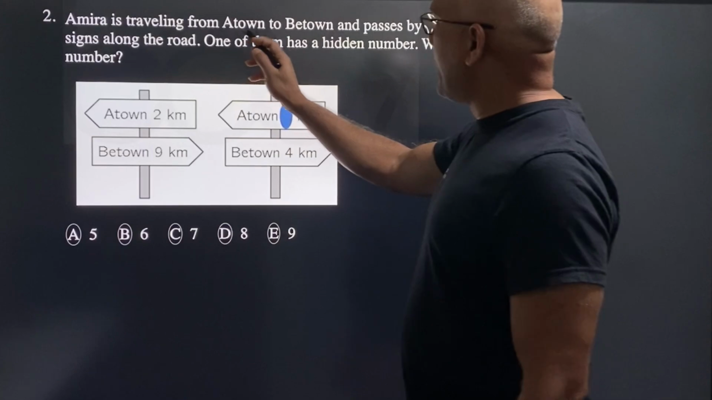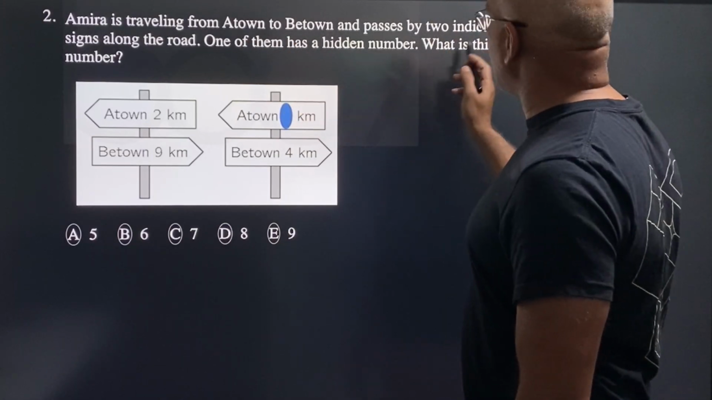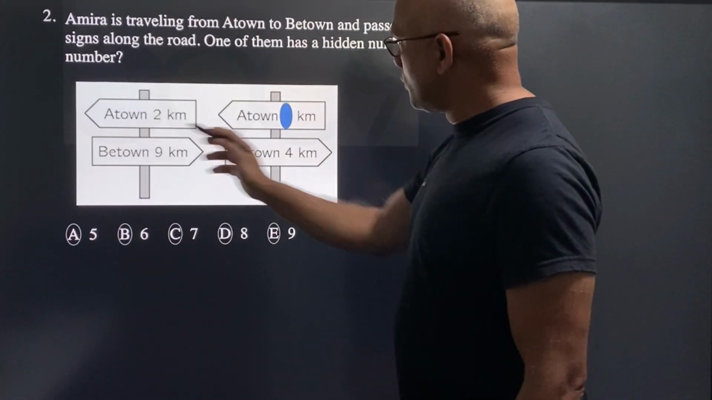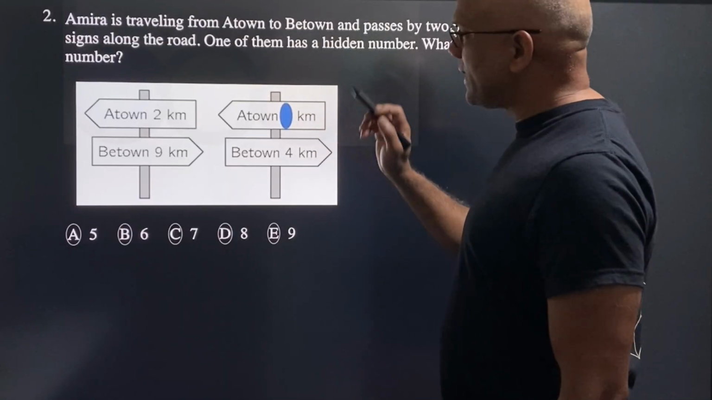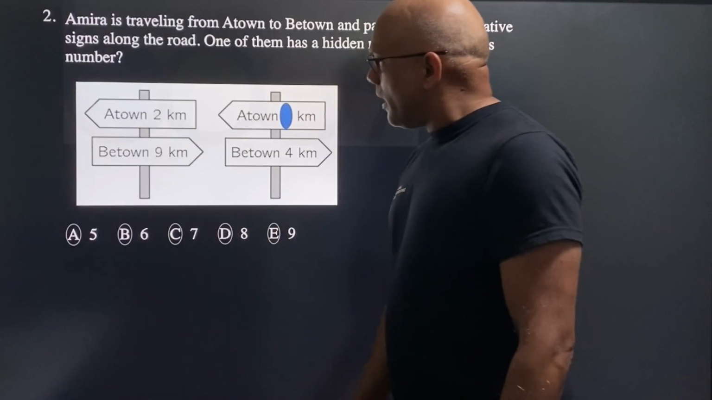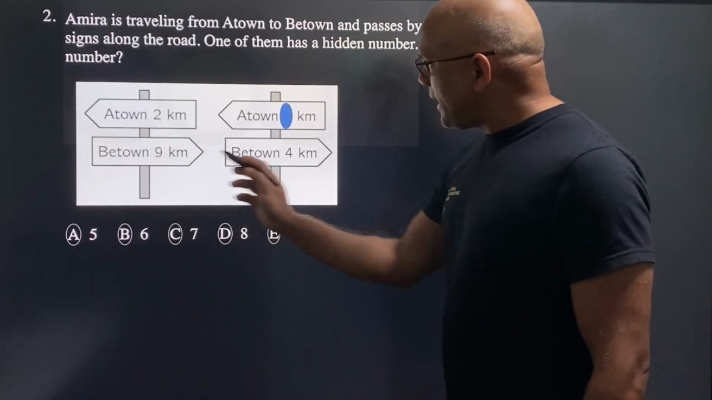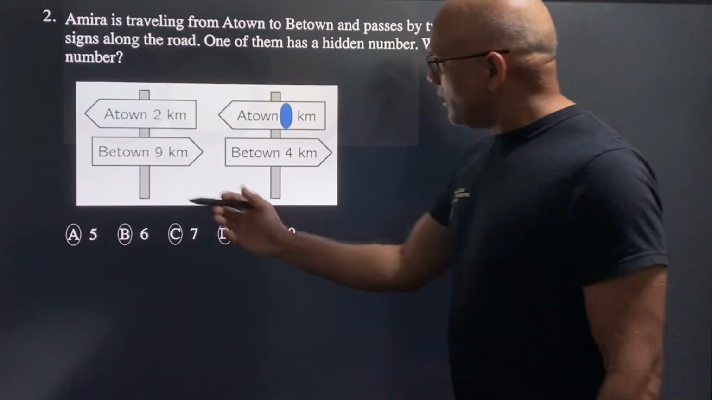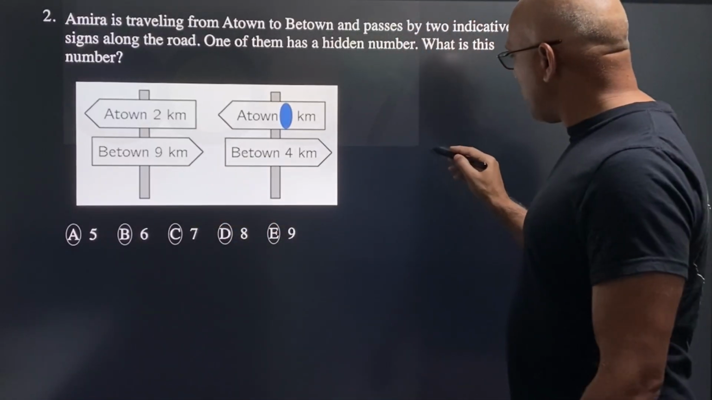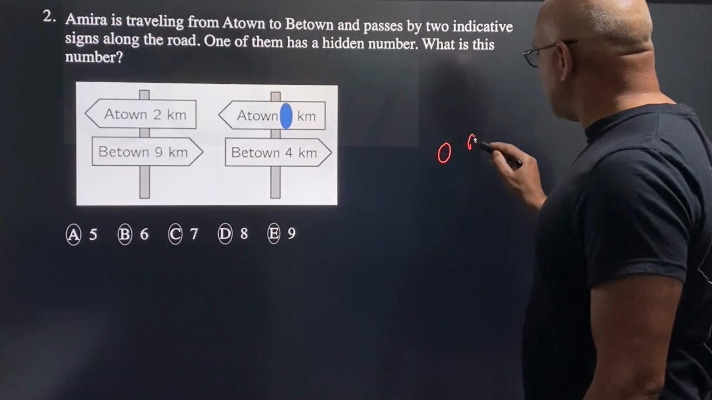Amira is traveling from Atown to Betown and passes by two indicative signs along the road here. One of them has a hidden number. What is this number? Now Betown has both signs visible, so let me start with that. So Betown is this way. Let's say somewhere here. So let's say this is Betown.